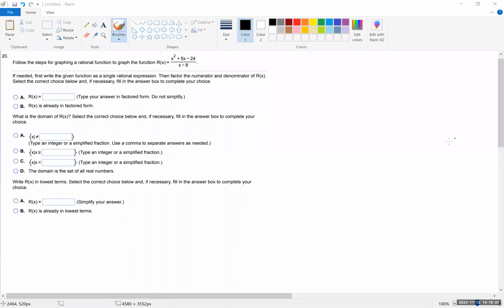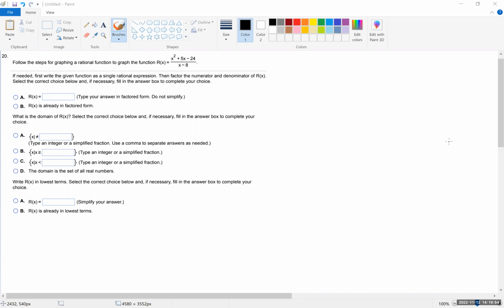All right, so we have followed the steps for graphing the rational function, okay? And there's quite a few steps that are given in my math lab. We're going to go through them all, okay? Very important. So perfect. The first one: follow the steps for graphing if needed. First, write the given function as a singular expression.